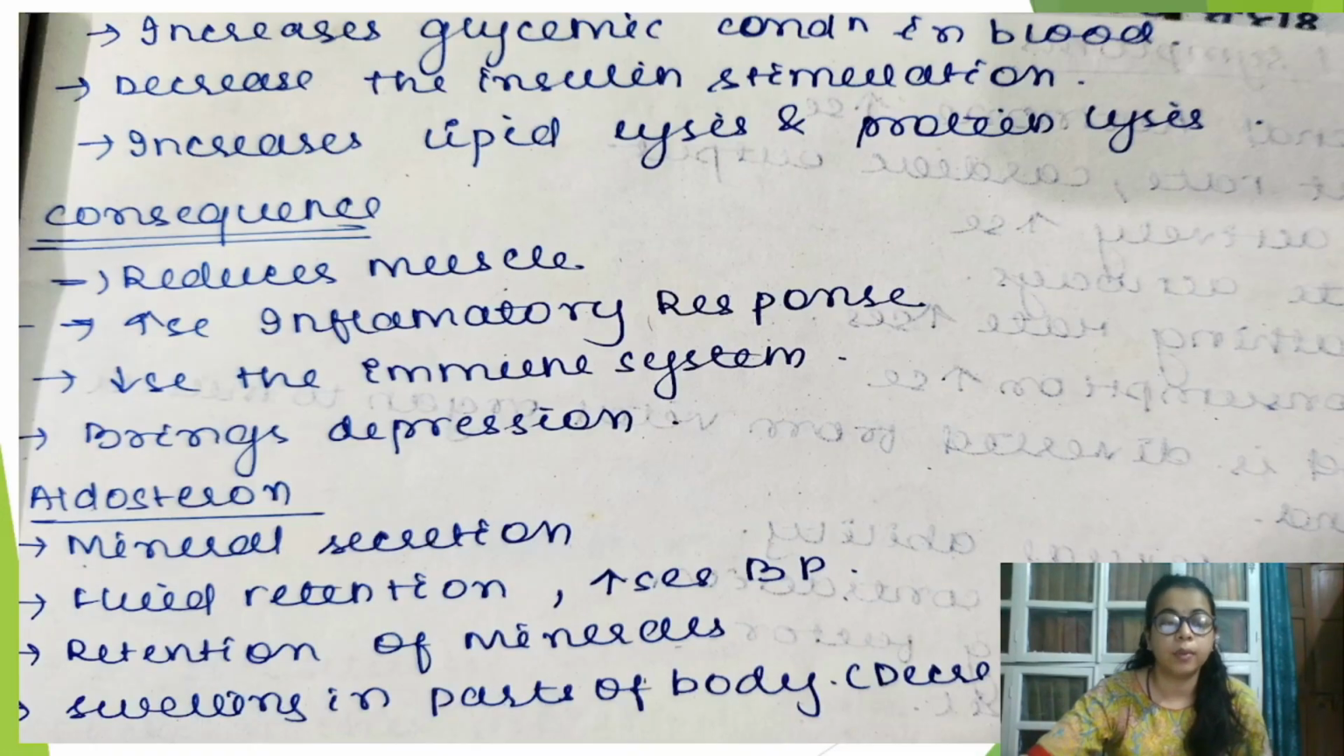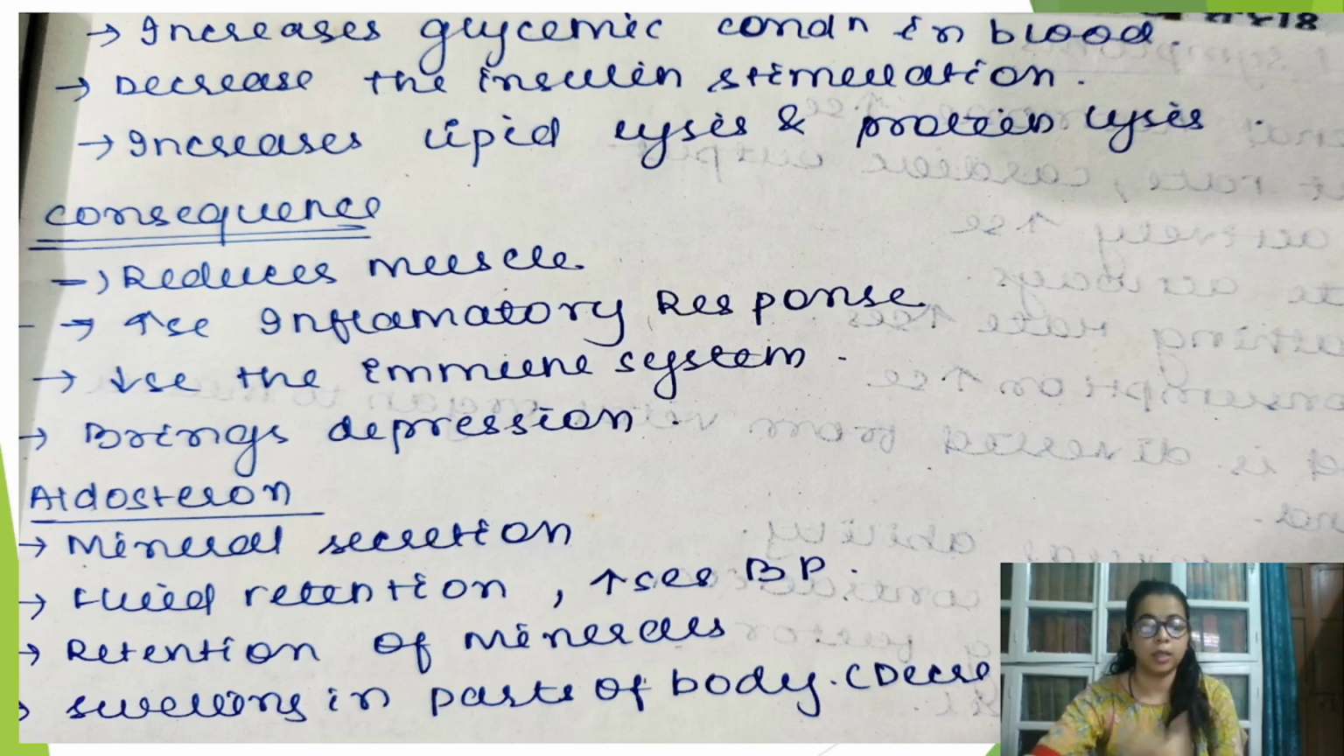Then what will it do? This is all about cortisol. Okay, then what does aldosterone do, the mineral secretion? Aldosterone is responsible for mineral secretion. We all know that fluid retention will take place, and there will be an increase in the blood pressure, and then retention of the minerals, as a result of which there will be swelling in our body.